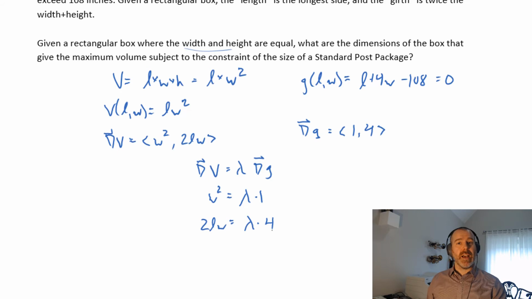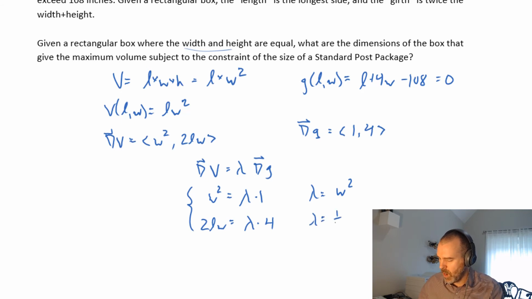The typical process we do here is to solve for lambda in both of these, because they both have to be true. We have a system, which seems weird. How do we have a system of 2 equations and 3 unknowns? But here's the typical process. Solve for lambda. So lambda will be w squared. And if we divide by 4, lambda will be 1/2 Lw. And so we set those equal to each other: w squared equals 1/2 Lw.